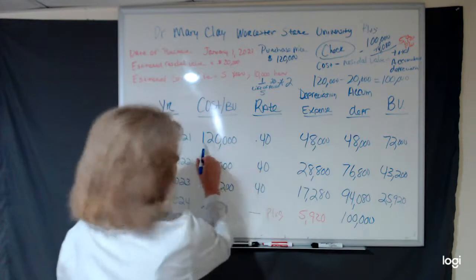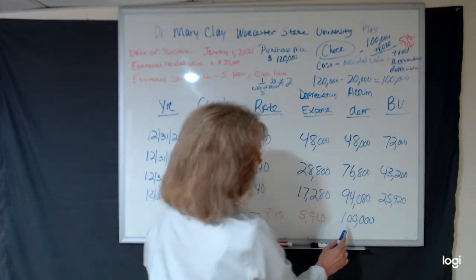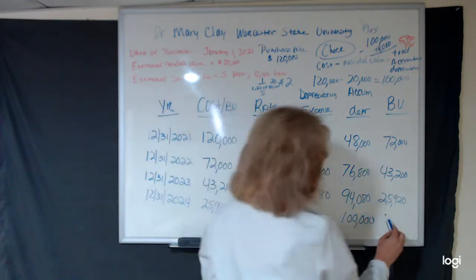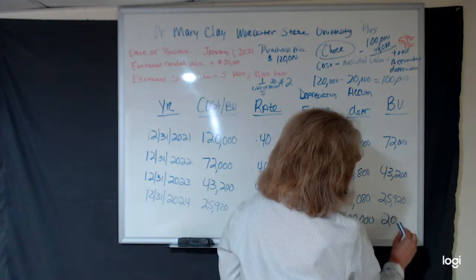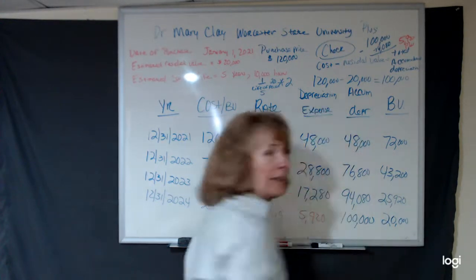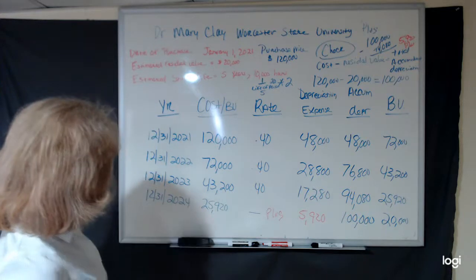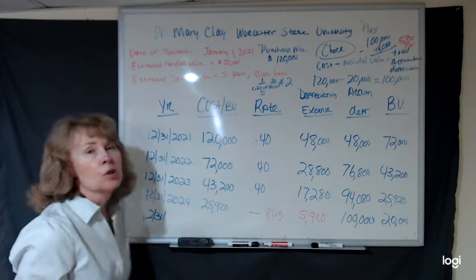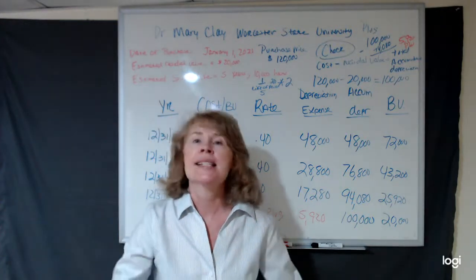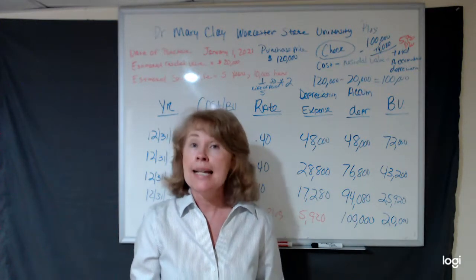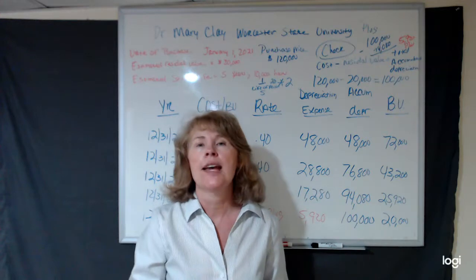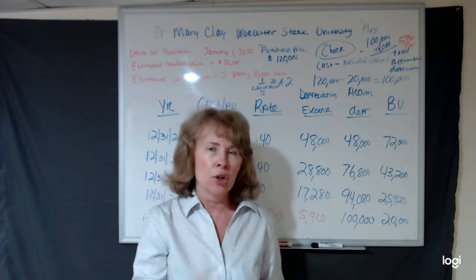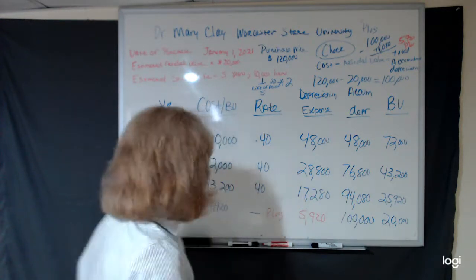And then when I take 120, I subtract out my accumulated depreciation. That gives me the residual value. Well, look at this. By 2024, I've fully depreciated the asset. So students will say, well, Professor Clay, what happens? It still stays on the books. It stays on the books until they dispose of the asset. I'll show you that in another video.